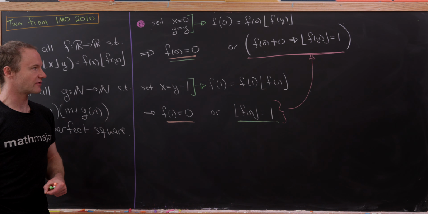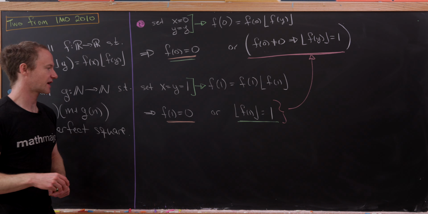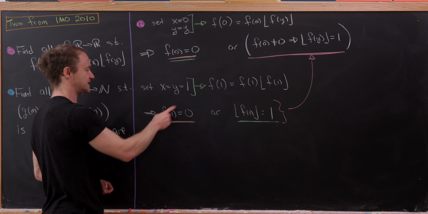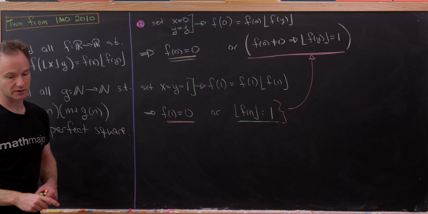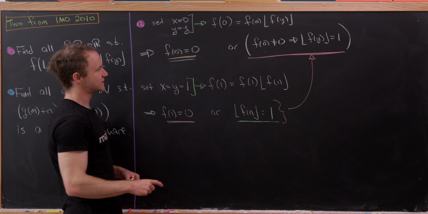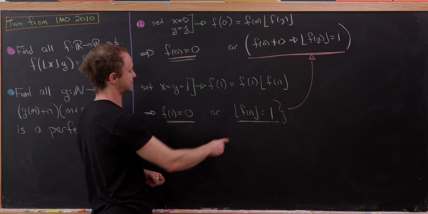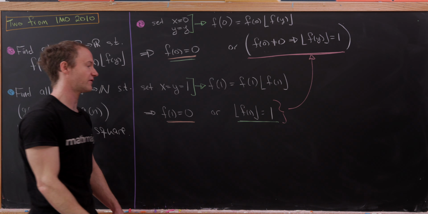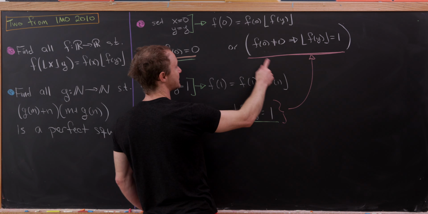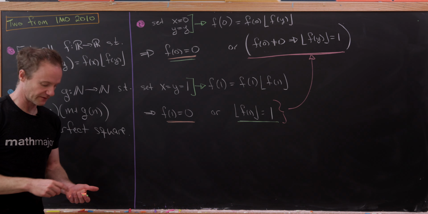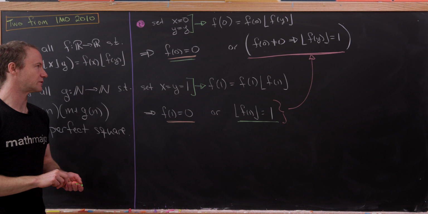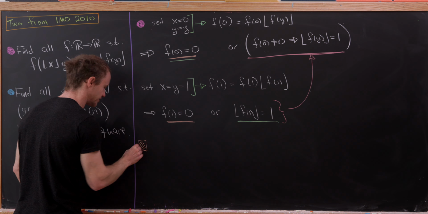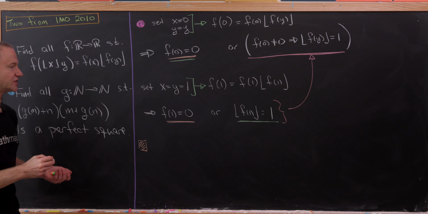So just to reiterate, we have three cases to check. We have this peach underlined case when f of 0 is 0 and f of 1 is 0. Then we also have this green underlined case when f of 0 is 0 and the floor of f of 1 is 1. And then we have this pink underlined case where the floor of f of y is always equal to 1. So let's see if we can take care of a couple of these in this margin down here. Let's start with this peach one.